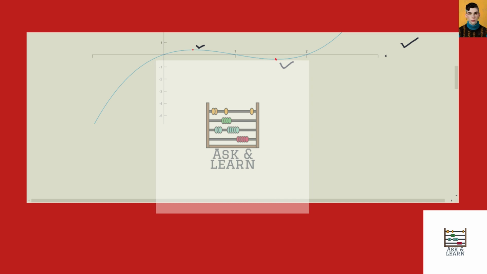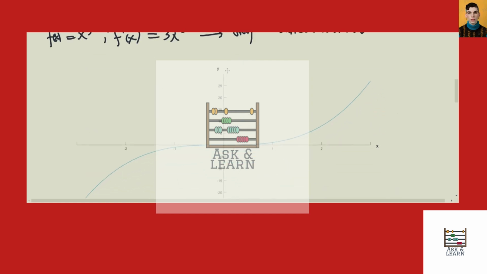Now x cubed, whose derivative is 3x squared, which has only one root, which is in fact the same root as x cubed, which is x equals 0, has only one critical number, 0. Let's see, x equals 0. And in this case, if we draw the function x cubed, we get this graph here.